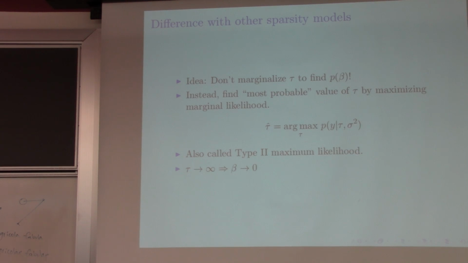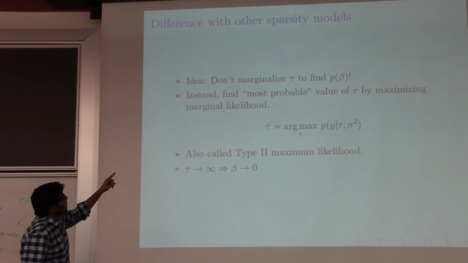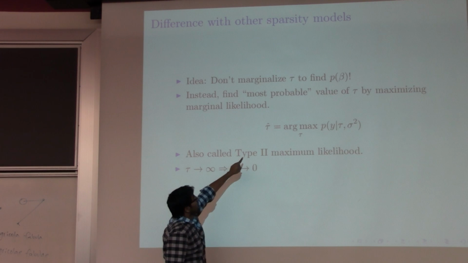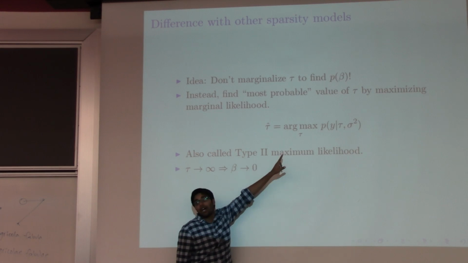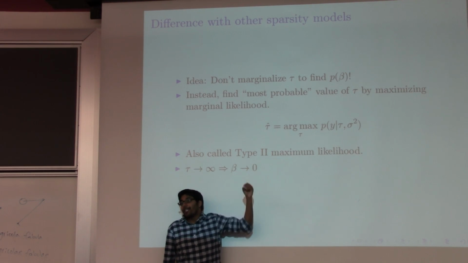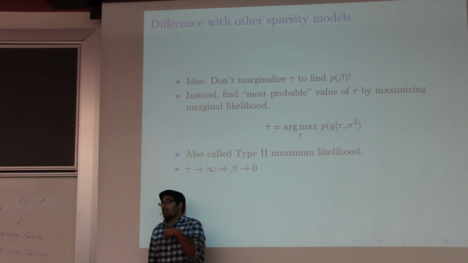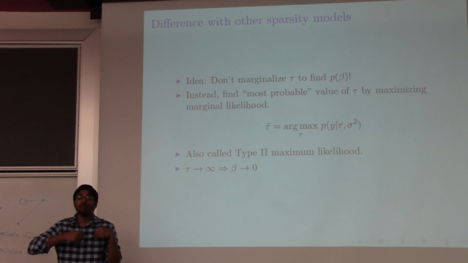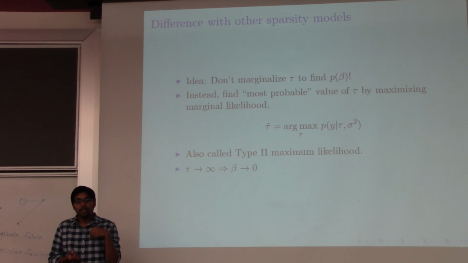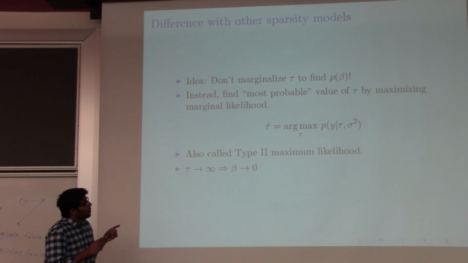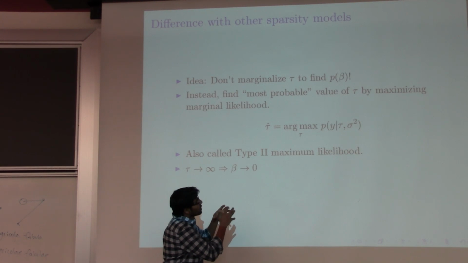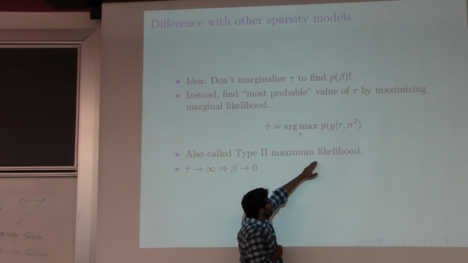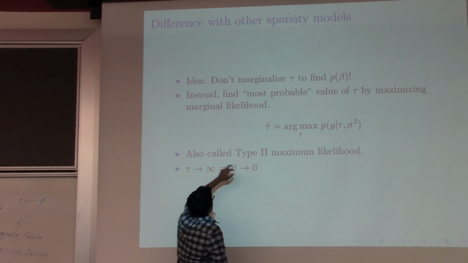So the difference here is that instead of finding P of beta, you want to find an estimate for tau, and use that in your analysis to find estimates for beta. The way you would do it is called type 2 maximum likelihood. So what is type 2 maximum likelihood?